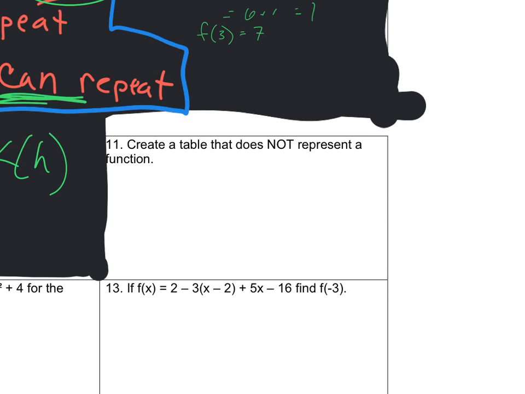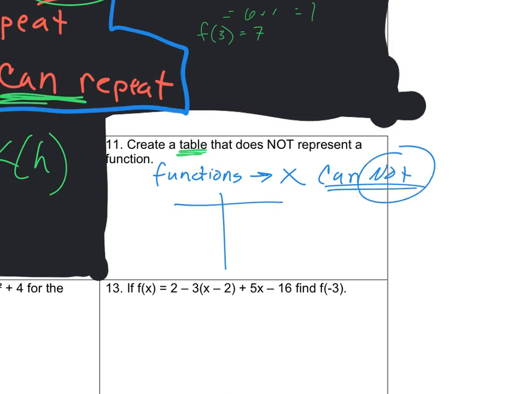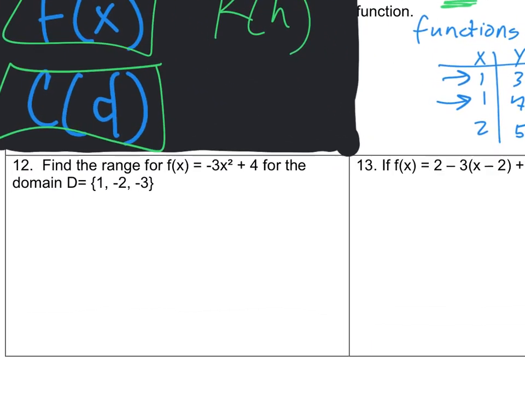Now I want to start with number 11. I want you to create a table that does not represent a function. So if I'm creating a table that does not represent a function, I know that the x values cannot repeat. So if I want to make one that's not, then I just make my x values repeat. And I can make up any numbers I want. So you see here I put 2 x values in of 1. Now you can put whatever you want in. I'm just creating numbers and making them up.